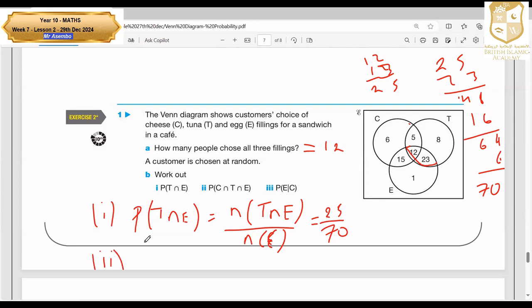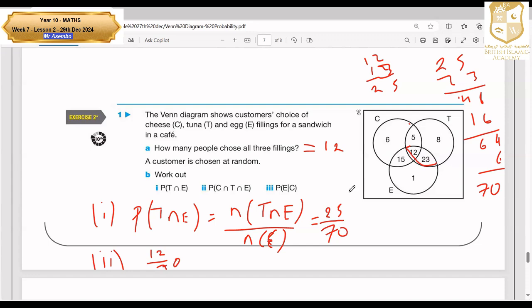Roman 2 says the probability of picking P intersection C intersection T intersection E, which means the one which is appearing in all three of them. That one is going to be equal to 12 out of 70. Now remember, our probability has to be simplified.